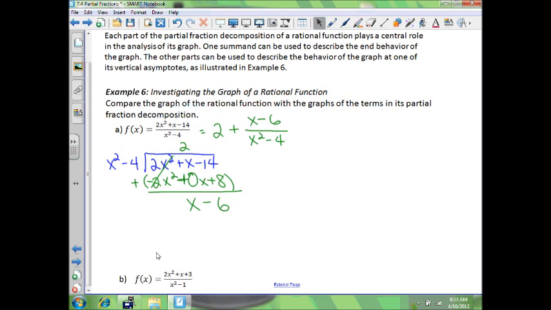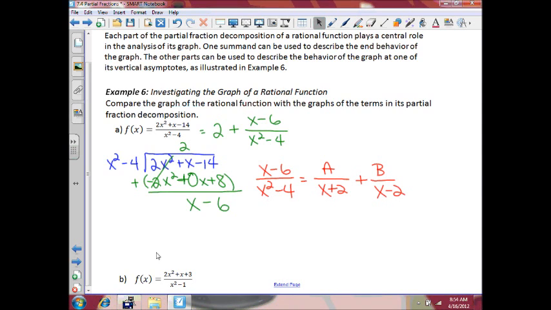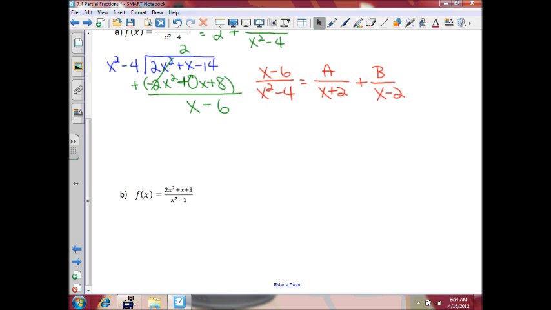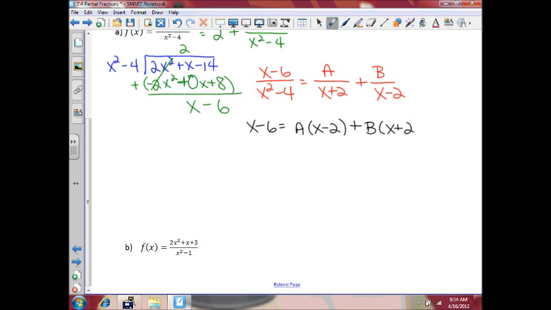In the past, we'd be okay with just leaving it like that. But now that we know some partial fraction decomposition, we'll make that fraction a little bit nicer to look at. The fraction we want to break up is this one. That'll be A over x plus 2 plus B over x minus 2, because as you can see, x squared minus 4 simplifies to (x plus 2)(x minus 2). So really what we'll have is x minus 6 equal to A times (x minus 2) plus B times (x plus 2).